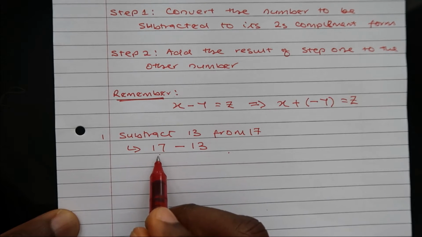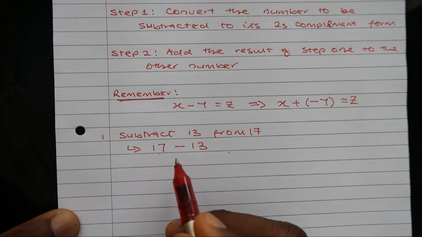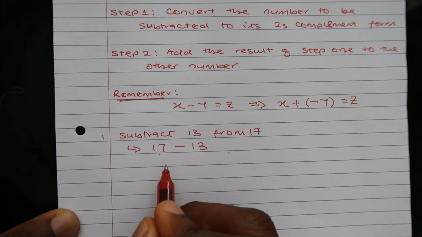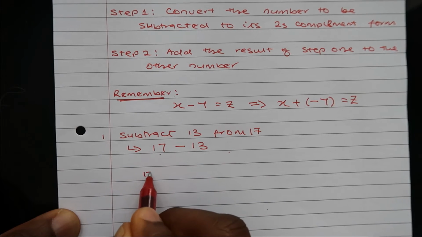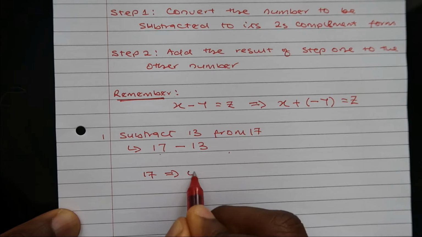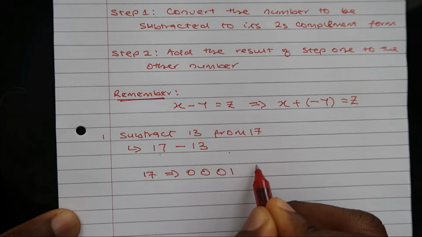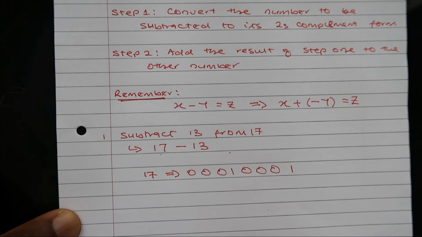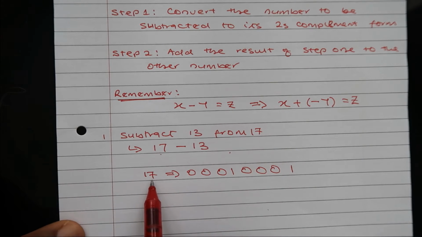For this one, representing 17 in its 2's complement binary form is the same as representing it directly from its denary form. And we know that 17 in binary is 0 0 0 1 0 0 0 1. If you don't know how to do this, you can check the other videos I've done on how to convert denary to binary and binary back to denary.